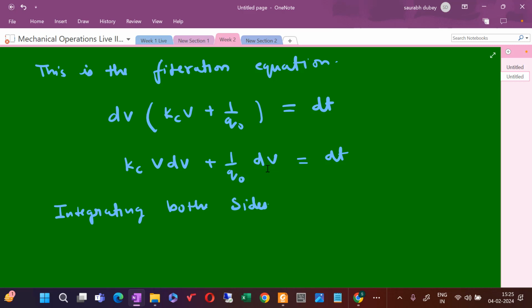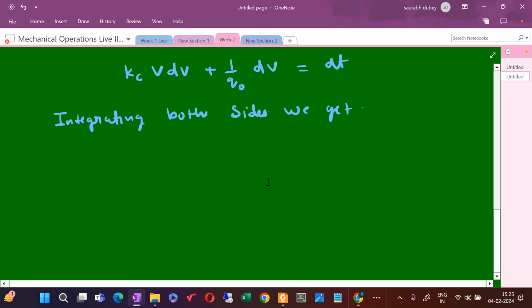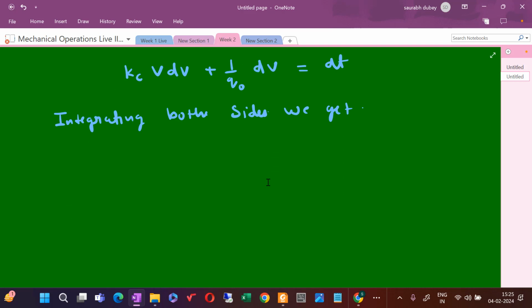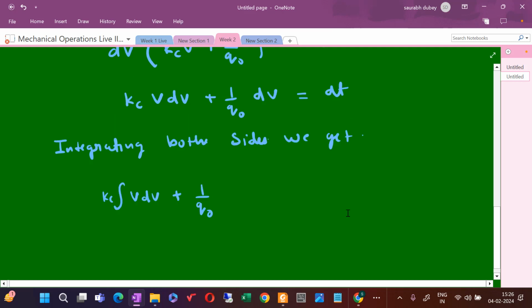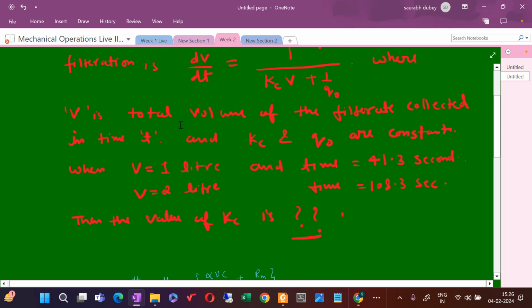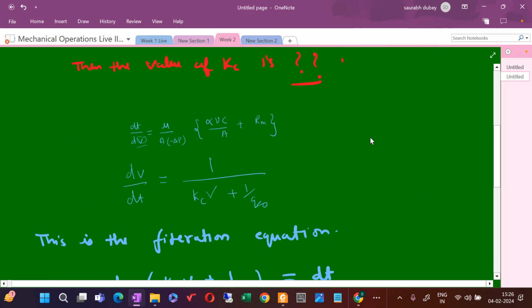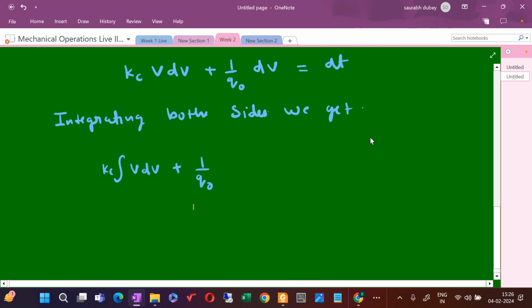Integrating both sides, we get, when you integrate both sides, you will be getting integral Kc will be constant, so it will come out, dV plus 1 by q0 is the constant as given in the question. This Kc and the q0 are constant, so 1 by q0 will definitely be constant, dV equals to integral dt.